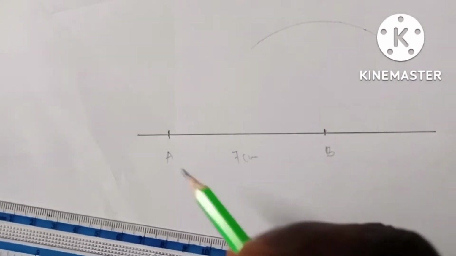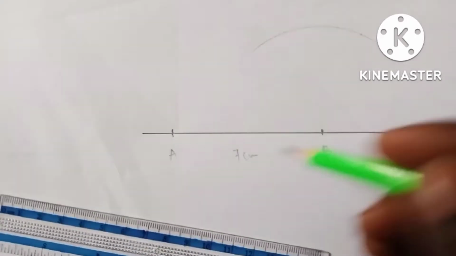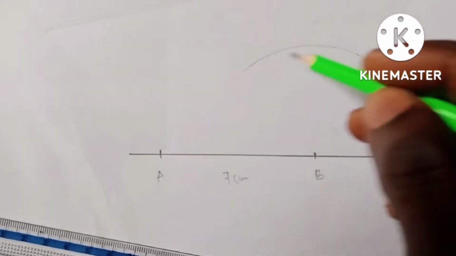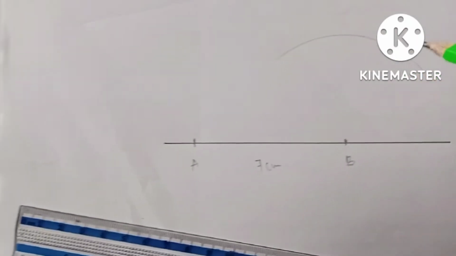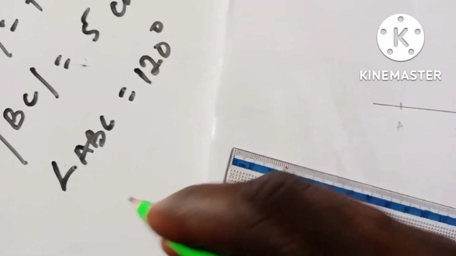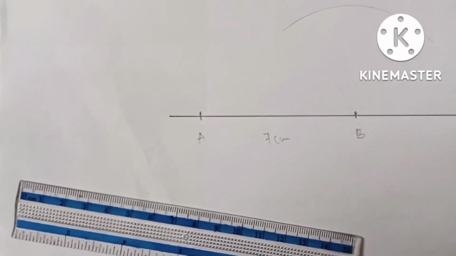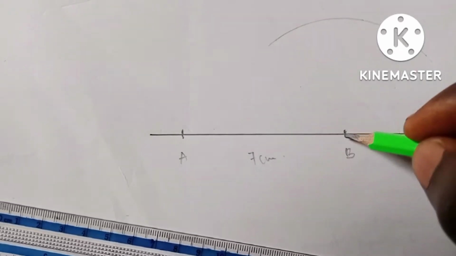Okay, this is what I have, right? So here, from here to here is 7 centimeters, and then from B to C, that's the 5 centimeters. So we don't know exactly where the C is going to be. And then the next one says that angle ABC is 120 degrees. So the 120 degrees angle is going to be here, right?